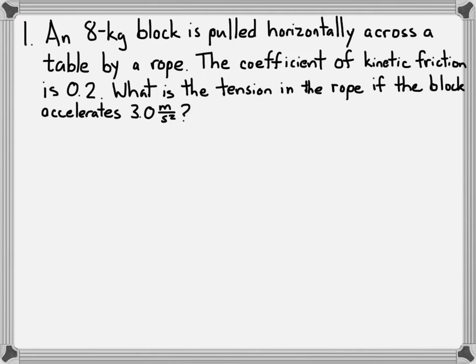So let's start off with this problem, and this will be the simplest of the series of problems that I'm going to show you in these videos. We have an 8-kilogram block is pulled horizontally across a table by a rope. The coefficient of kinetic friction is 0.2. What is the tension in the rope if the block accelerates 3.0 meters per second squared?